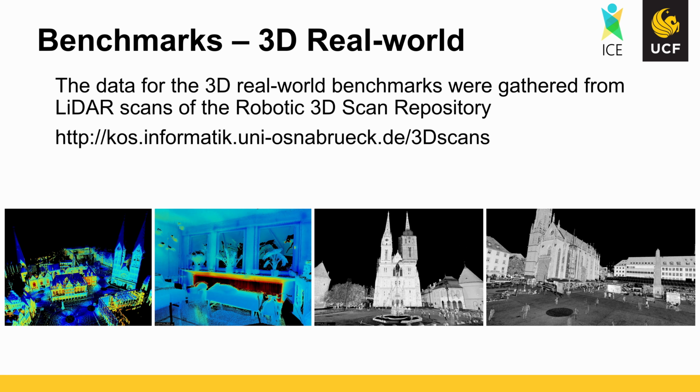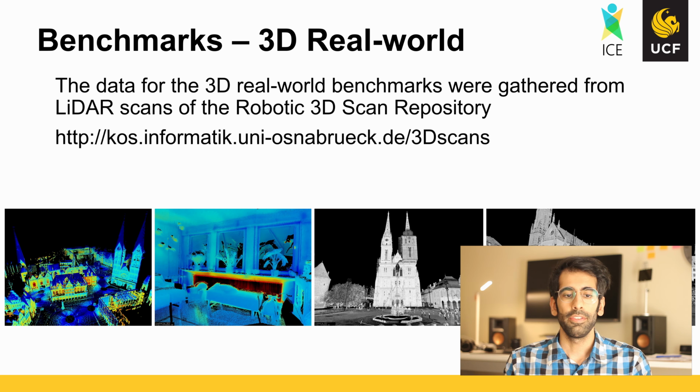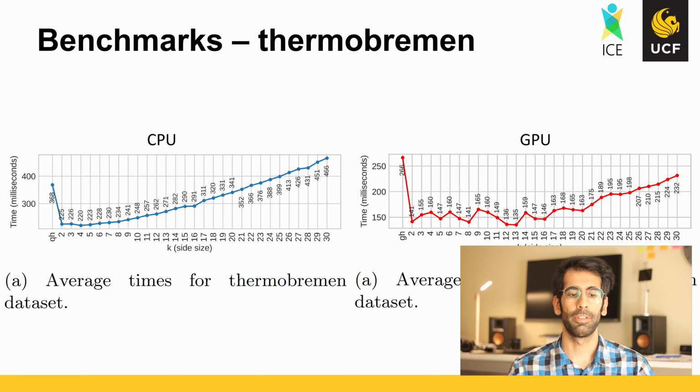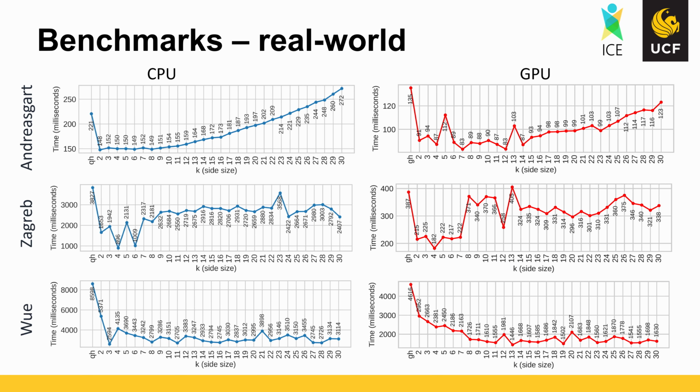We also tested the algorithm against some real-world data. We gathered some LiDAR scans from these websites and we tested the code against 4 different LiDAR scans. You can see the performance for the first dataset. As you can see, ConcurrentHull outperforms both ghull and qhull. You can see the outcomes for different datasets here in the plots.